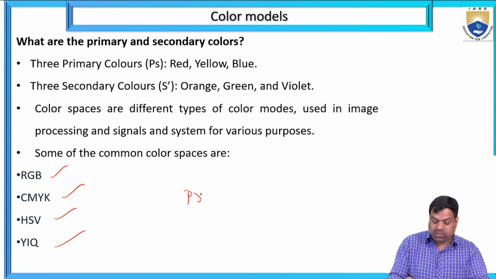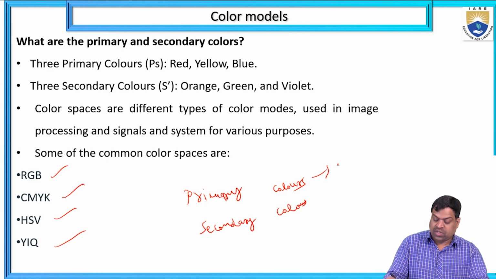So color image processing is of 2 types. Primary colors are nothing but red, green, blue. It is also called RGB.